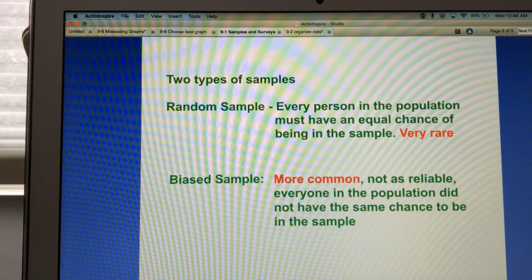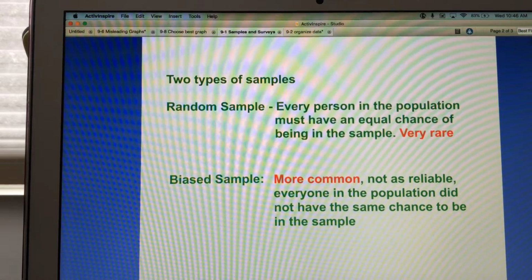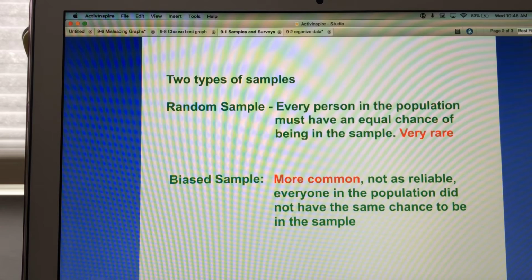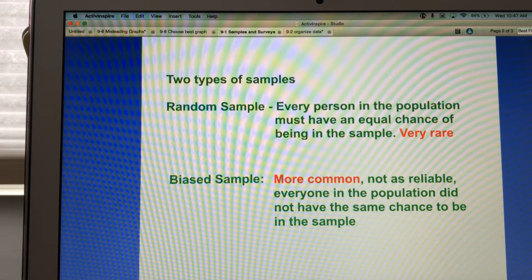Two types of samples, random or biased. We talked at great length that a random sample is very rare. That would mean that every single person in the population has an equal chance. Random samples just don't exist very often. All of the sampling and all of the data that you see on TV, those are not random samples. They are asking such a small portion of a population that questions. It is not random. They are biased.